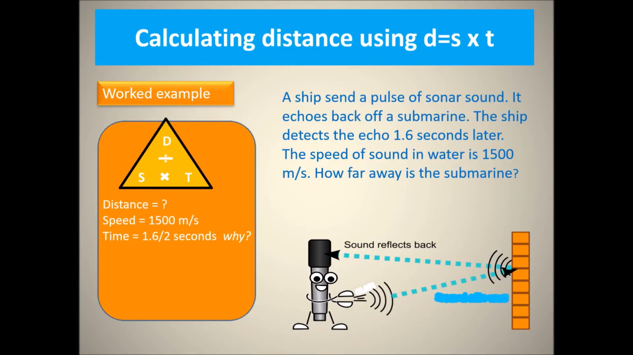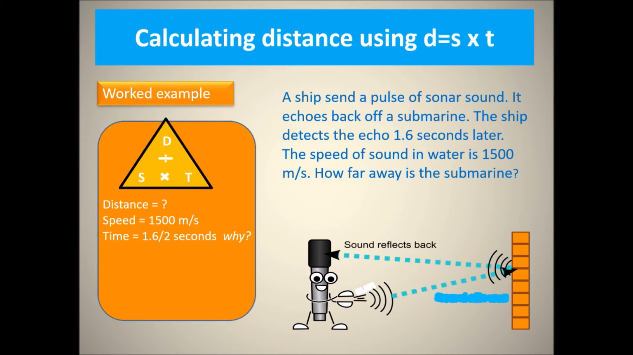Okay, I hope you enjoyed that demonstration with Mr. Aero and me. I'm going to show you a worked example of how to calculate distance using our formula distance equals speed times time. So this is a useful one. They used to use it in the Second World War, for ships to find out where a submarine was and how far away it was. So this is a calculation that they used to find out how far the submarine was away from the ship.